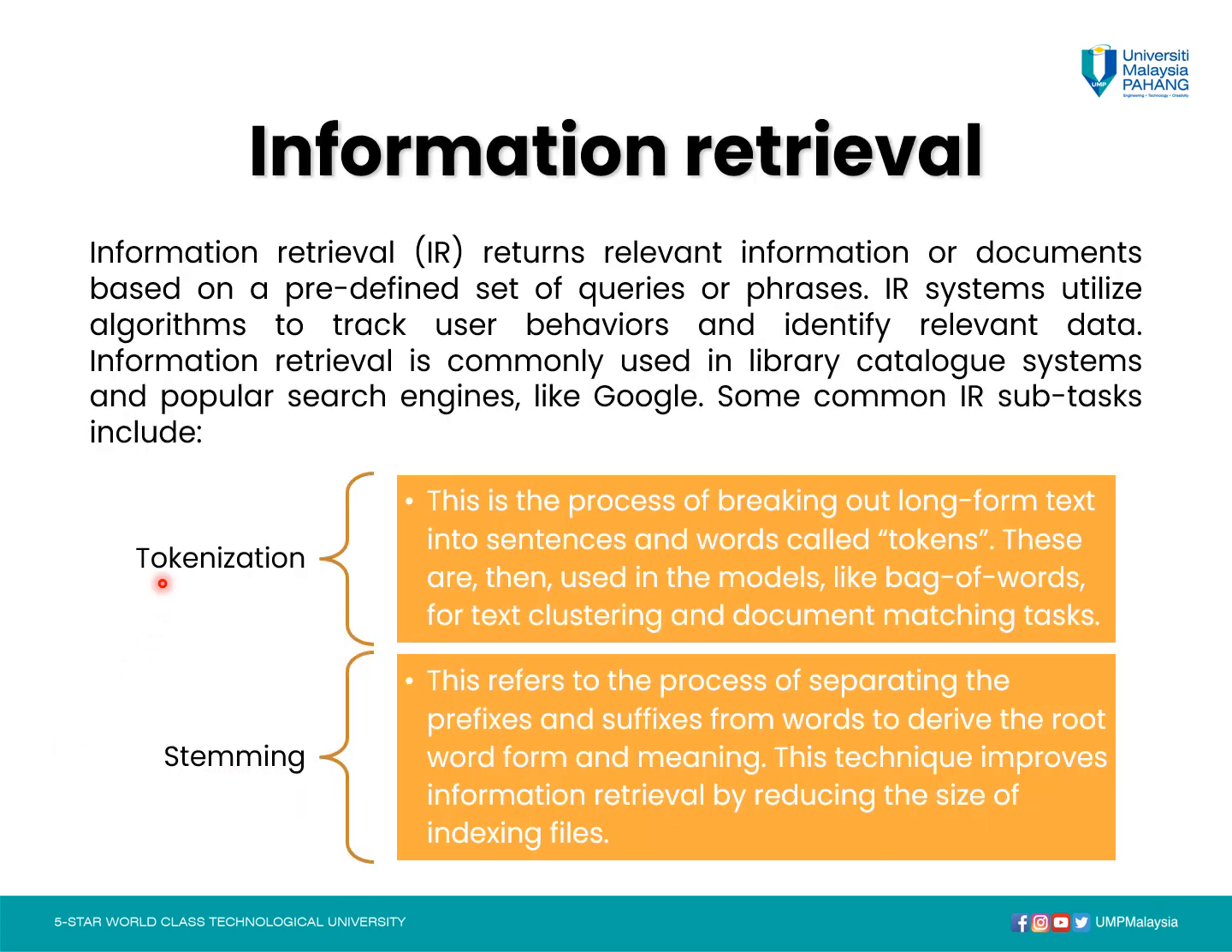Okay, one is information retrieval. This is where we want to know about the relevant information or documents. It can predefine a set of queries or phrases. It utilizes an algorithm to track user behaviors and identify relevant data. This works like a search engine, like Google. These two methods sometimes fall under information retrieval, and if you Google it, it's still under preprocessing actually.